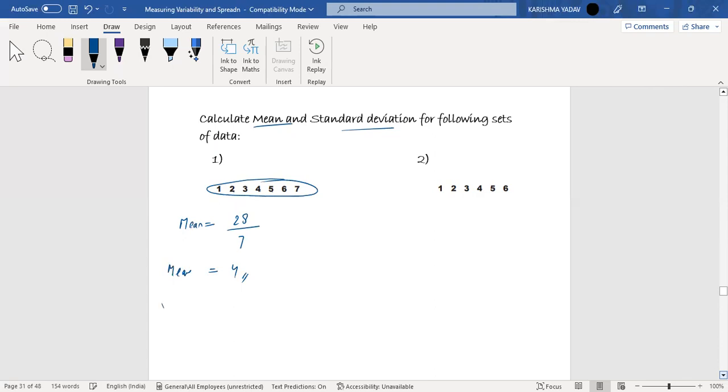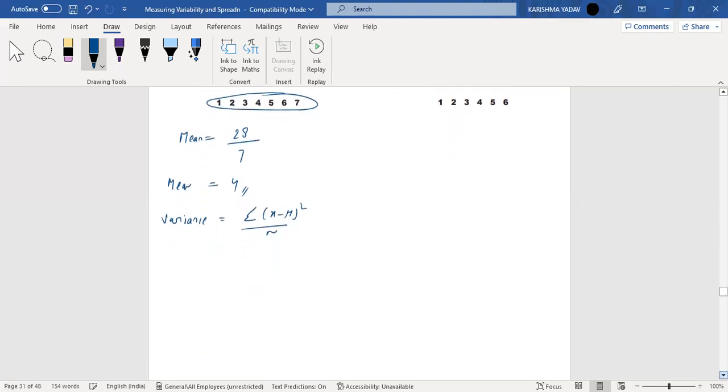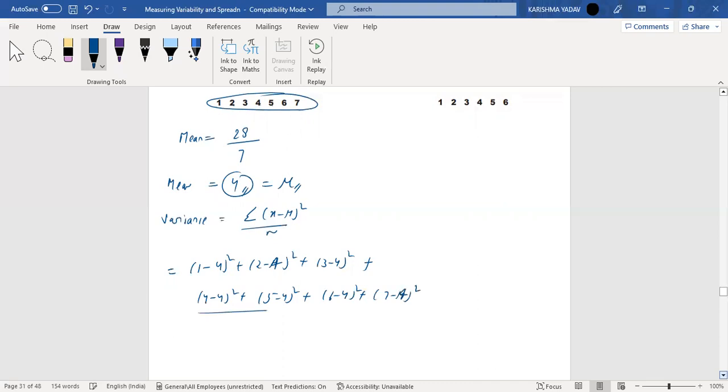Now what is the variance for this? For the variance, we know the formula, that is sigma (x minus mu) whole square divided by n. Now let's apply it here. We get x minus mu, that is 1 minus, what is my mu? Mu is 4. This is the symbol for mu. So 1 minus 4 whole square plus 2 minus 4 whole square plus 3 minus 4 whole square plus 4 minus 4 whole square plus 5 minus 4 whole square plus 6 minus 4 whole square plus 7 minus 4 whole square, divided by 7.